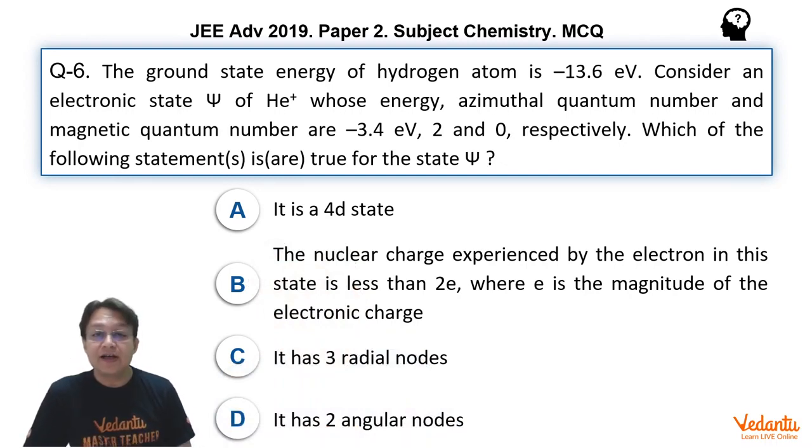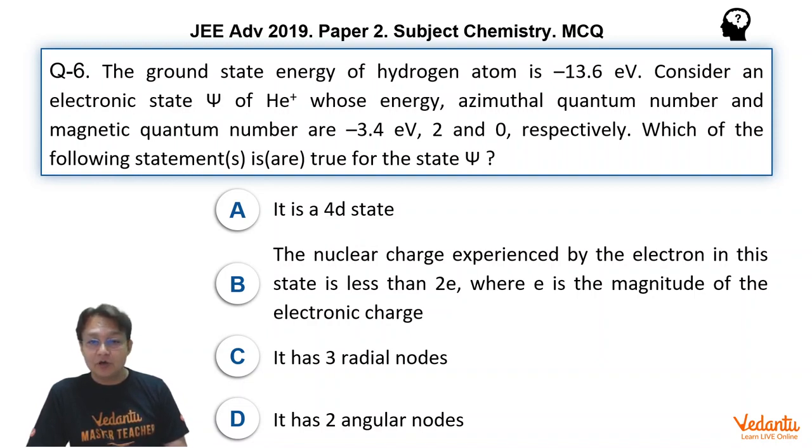The ground state energy of hydrogen atom is minus 13.6 electron volt. This information is given. Consider an electronic state psi of helium plus whose energy, azimuthal quantum number, and magnetic quantum number are given as minus 3.4, 2, and 0 respectively. Which of the following statements are true for the state psi? It is a 4D state. The nuclear charge experienced by the electron in this state is less than 2e, where e is the magnitude of the electronic charge. It has 3 radial nodes and it has 2 angular nodes.